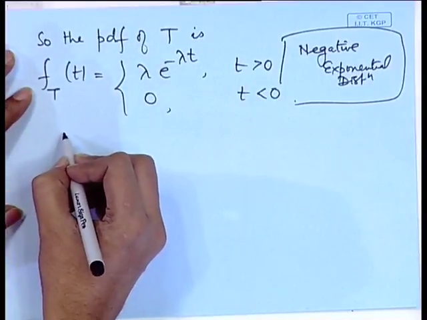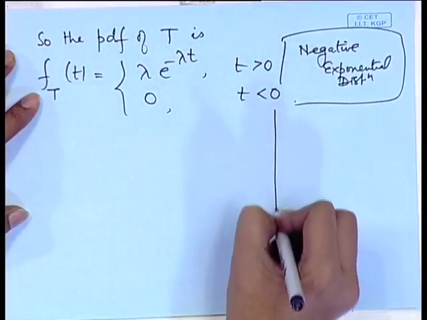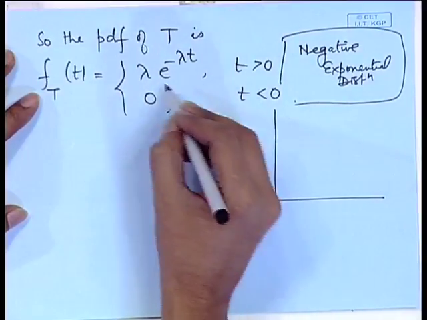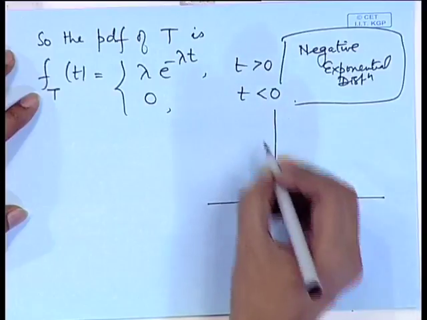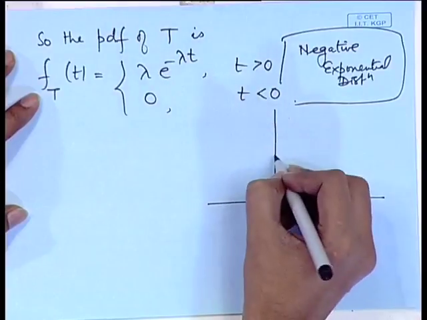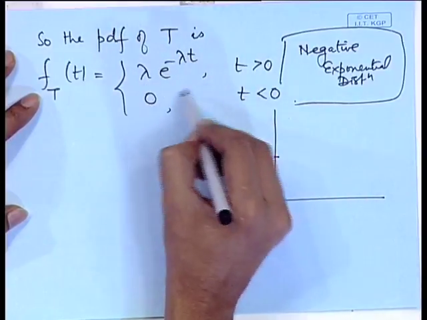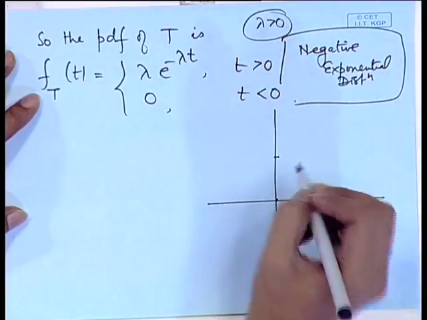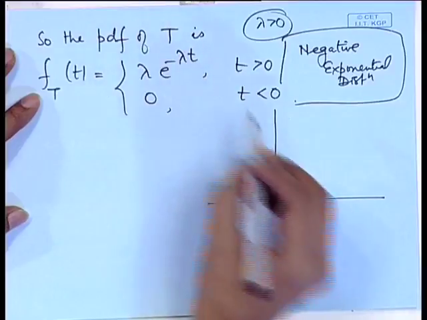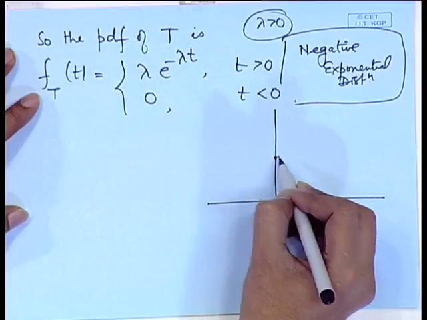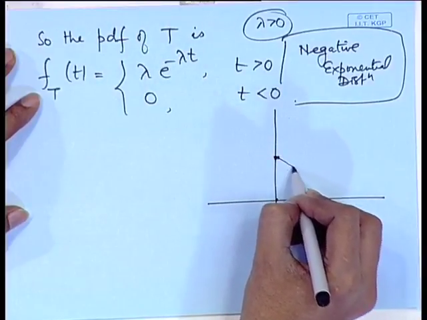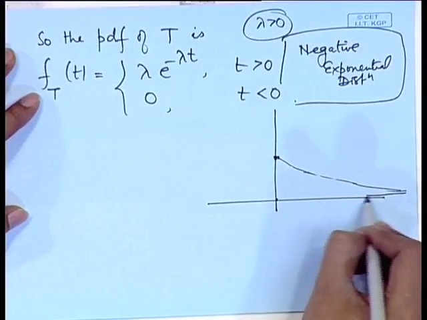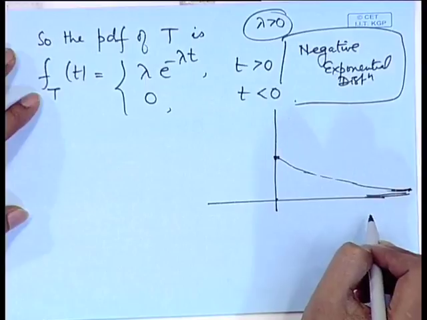So, for example, the shape of the distribution: it is 0 up to t equal to 0, and at t equal to 0, the value is equal to lambda, and then e to the power minus lambda t, because lambda is positive, will be less than 1, and this will be a decreasing function, and you will have it decreasing to 0 as t tends to infinity.